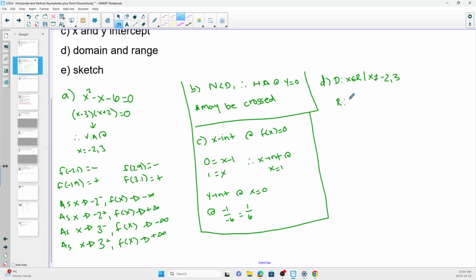Now the range, we can say y is an element of the real numbers such that, but actually y can be anything that we want, because we do have a horizontal asymptote at y equals 0, but it's being crossed. So y actually can equal 0, and so that means we have no restrictions on our range. Y is just an element of real numbers.